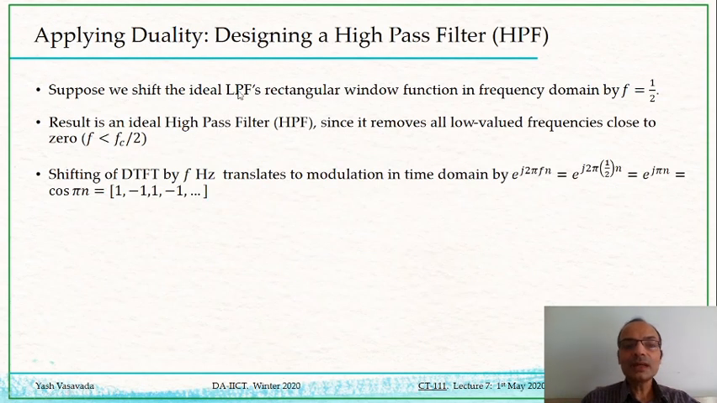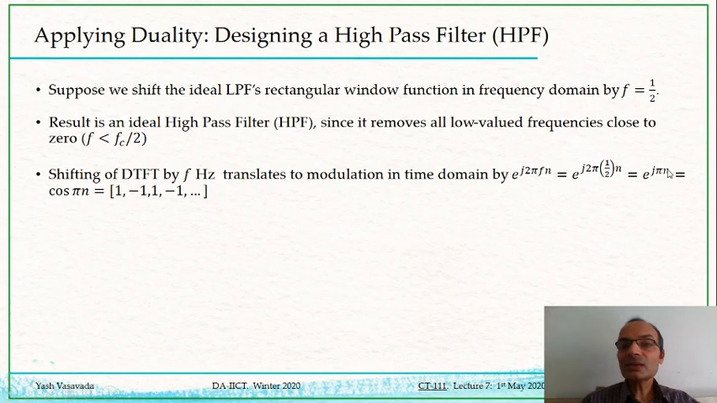So we shift the ideal low pass filter by f equal to 0.5, and the result is an ideal high pass filter. It will pass all the frequencies around 0.5 and then it will reject all the low valued frequencies. So small f is 1/2, and we need to multiply our time domain impulse response, which is the sinc function, by e to the power j 2 pi f n. If I plug f equal to 1/2, I get e to the power j pi n.